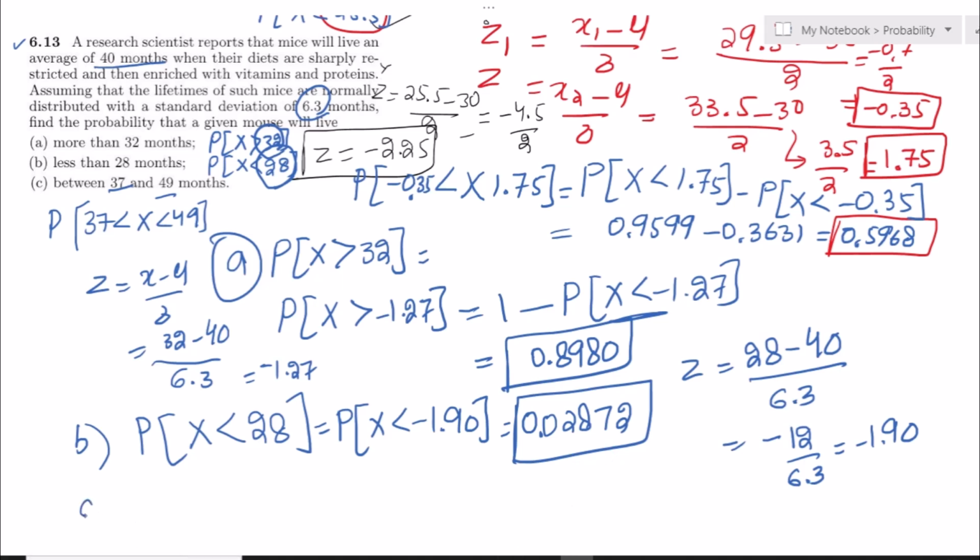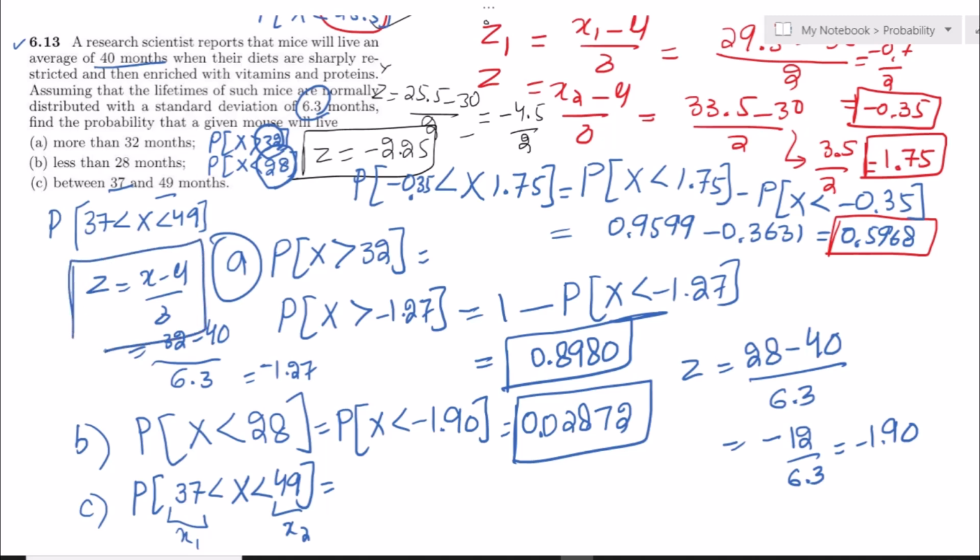Okay, part C will be similar to part C of question 6.12, in which the value of x would be between 37 and 49. You need to find the values for z1 and z2 for these values x1 and x2 by using the similar formula which is here. This is a similar formula, and then what would you do?